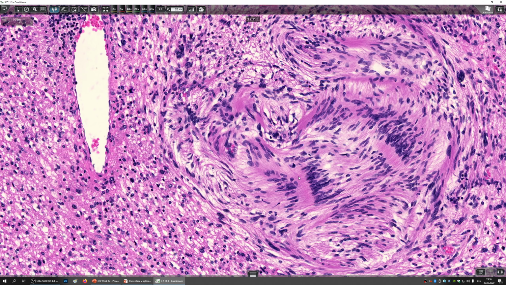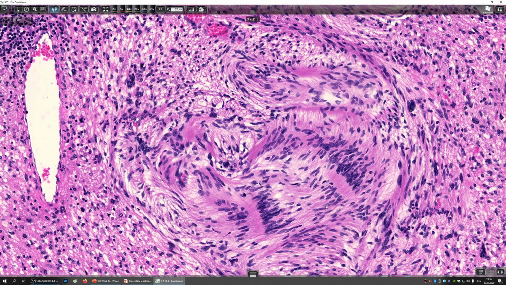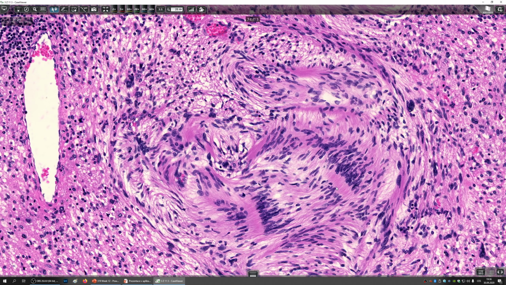This is the so-called Verocay body, V-E-R-O-C-A-Y, Verocay. He used to be a big pathologist from South America, if I recall correctly, and he's the one who described it, one of the pioneers of modern pathology. So Verocay bodies, these are beautiful textbook example Verocay bodies. We are quite impressed if you manage to find one during the slide examination.